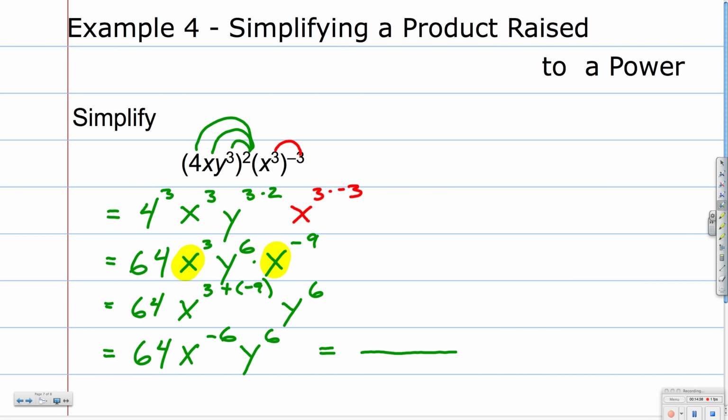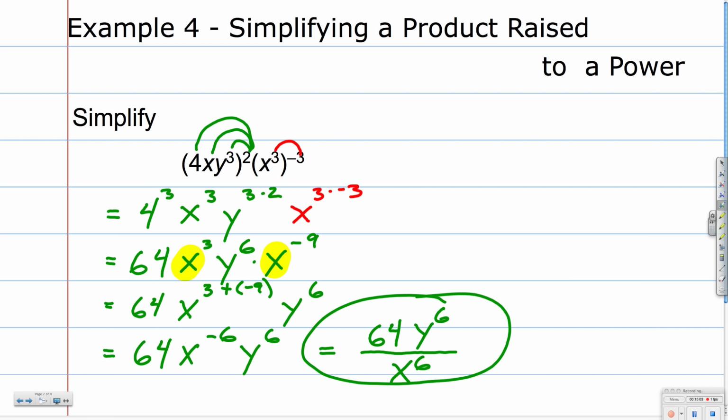The positive exponents will be in the numerator. So in this case, that would be 64 to the 1st, or just 64. And y to the 6th in the numerator, since it's positive. Now to make this x to the negative 6 a positive 6 power, I put it in the denominator. So our final answer here is 64 y to the 6th over x to the sixth. I put a circle around it because it's my final answer.